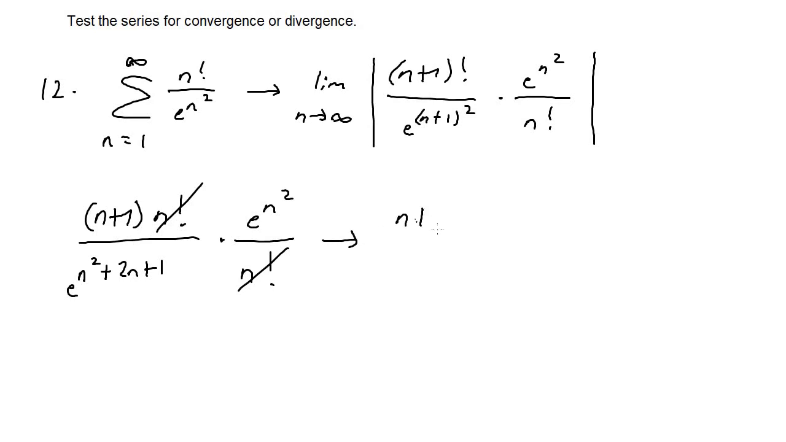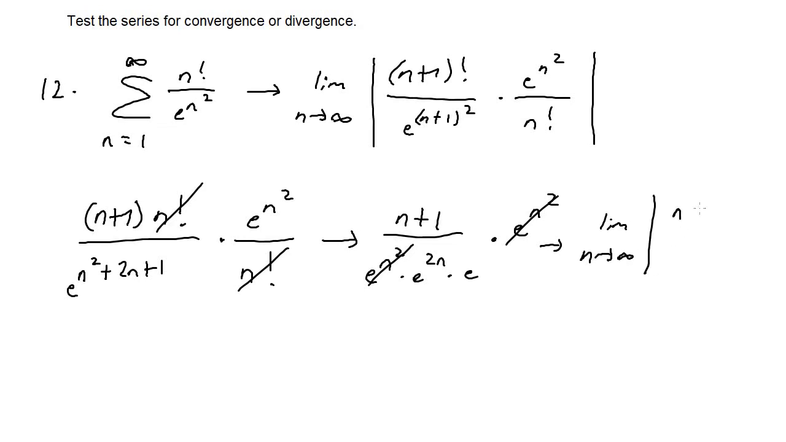So we have n plus 1 over, now I'll rewrite it as e to the n squared times e to the 2n, and then times e to the first, or just e. And then we multiply obviously by e to the n squared. Now realize the e to the n squareds will cancel, and so we're left with the limit as n approaches infinity of the absolute value of n plus 1 over e to the 2n times e.